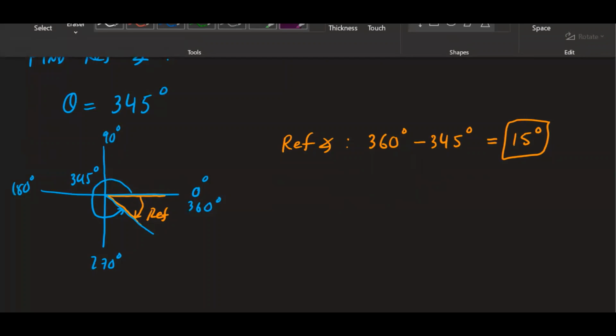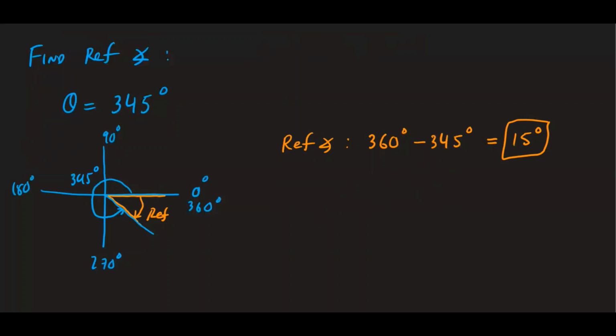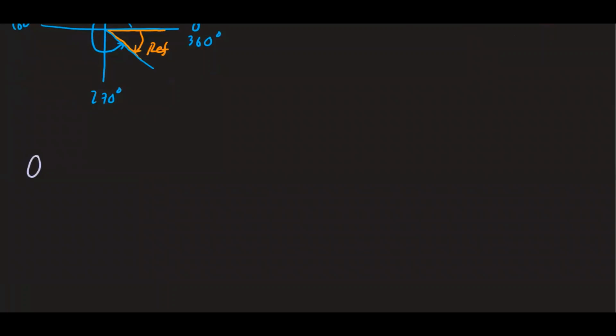Now let's take a look at another example. Suppose you want to find the reference angle for theta equals 5 pi over 6. Now you might not be familiar with how big 5 pi over 6 is. So if you want, you can convert it to degrees, or you can just rewrite as follows and then draw it. So I'm going to split up 5 pi as 3 pi over 6 plus 2 pi over 6.